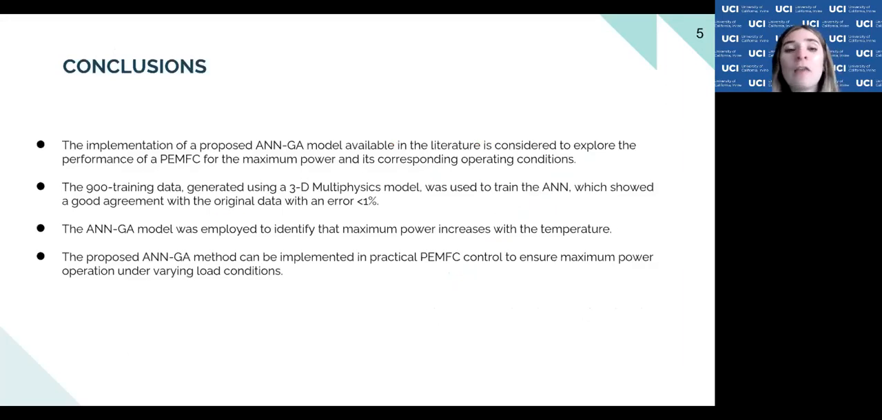So to conclude this presentation, the implemented ANN-GA model that is available in the literature is considered to explore the performance of a PEM fuel cell for the maximum power and its corresponding operating conditions. The 900 training data generated using a 3D multiphysics model was used to train the ANN, which showed a good agreement with the original data with an error less than 1%. The ANN-GA model was employed to identify the maximum power, and we were able to see that this power increases with temperature also. And the proposed ANN-GA method can be implemented in a practical PEM fuel cell control to ensure maximum power operation under varying load conditions.